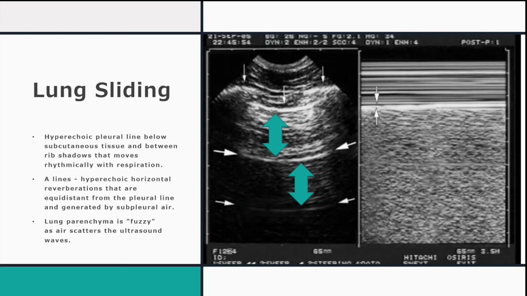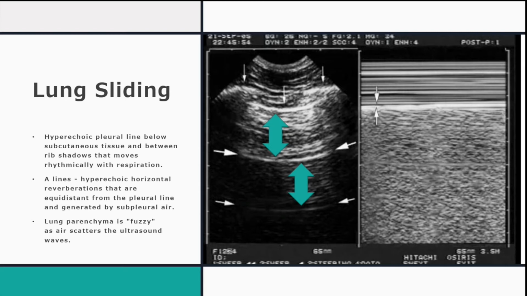So just because you have A lines, it does not rule out a pneumothorax. But this lung sliding here is actually 95% sensitive with a 100% negative predictive value for pneumothorax. So while A lines don't necessarily rule out a pneumothorax, the lung sliding does essentially.